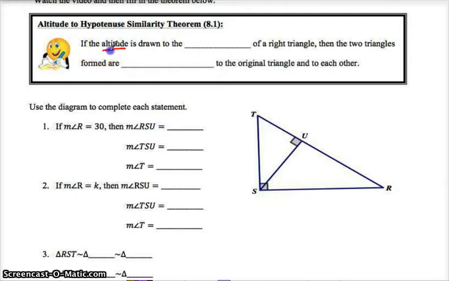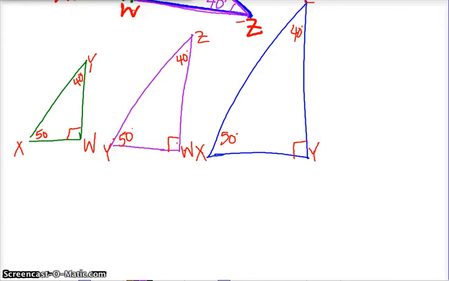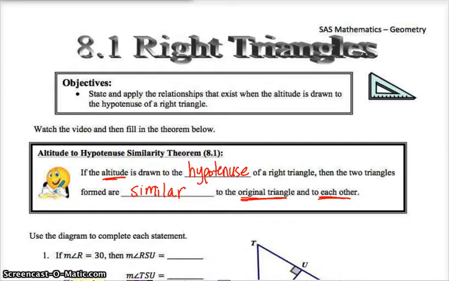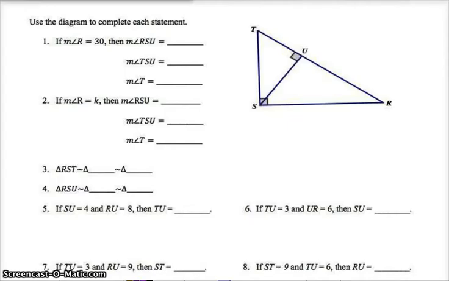It says, if the altitude is drawn to the hypotenuse of a right triangle, then the two triangles formed are similar to the original triangle and to each other. So remember then we had these two triangles are similar to the original triangle, which was here, and they are also similar to each other. So in other words, when you draw an altitude to the hypotenuse of a right triangle, you have three triangles now, and all three of those triangles are similar to each other. So we're going to use that information to then fill in these missing blanks.